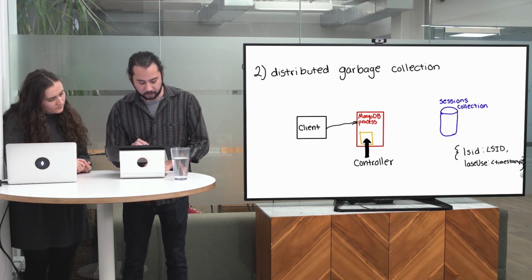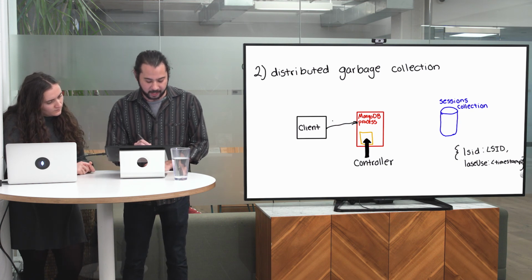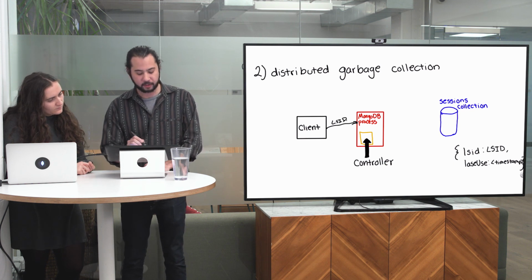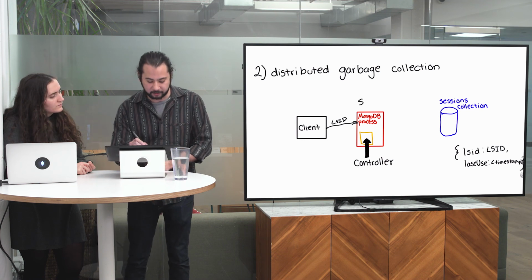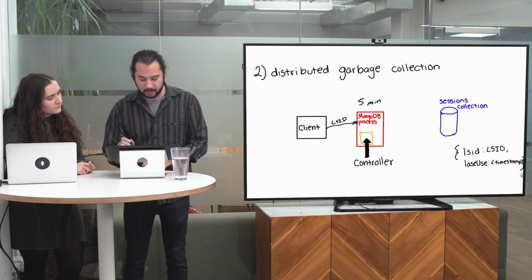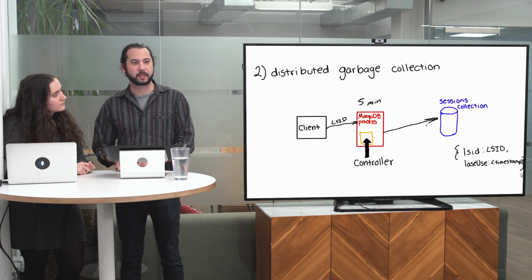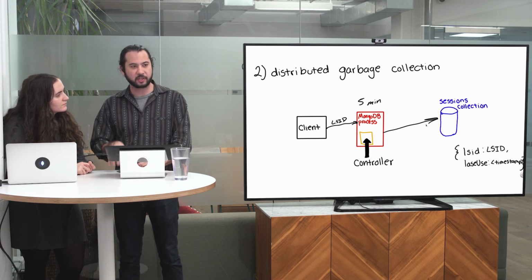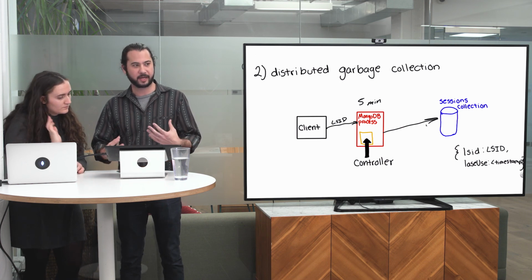And so for every wire protocol message that a client makes into a MongoDB process, they pass an LSID, a logical session ID. And the controller records that they did this, and on a 5-minute interval, it goes out and syncs it to the sessions collection. And so what this means is that using a session in MongoDB updates a sort of global state for that session.